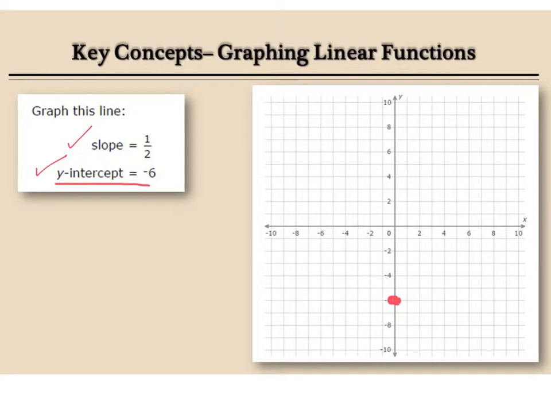Now my slope is positive 1/2. So I know that my line is going to go up and to the right from there. And my slope is 1/2. That means for every one that I go up, the rise, I'm going to go over 2. So I'm going to go up 1 and over 2 and put my second point. And now I have 2 points and I can draw a line, and that is the graph of a line with a slope of 1/2 and a y-intercept of negative 6.